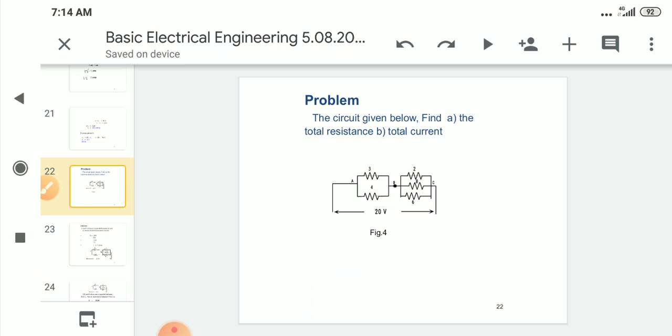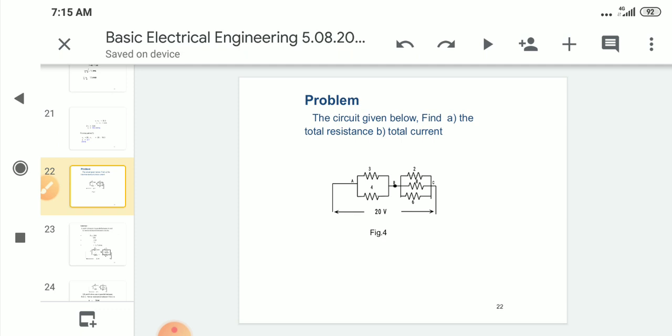2, 8, 6 are in parallel. First, we find the equivalent resistance of 3 and 4 and the equivalent resistance of 2, 8, 6. Then combine these two equivalent resistances. Those are in series. Then finally we get the answer. Let's try to solve this problem.